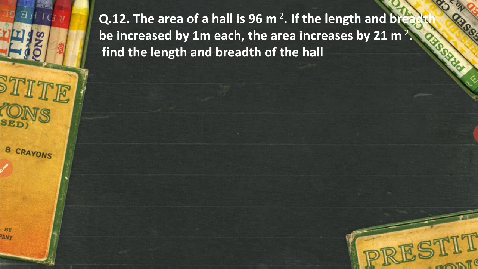The area of a hall is 96 meter square. So I have maybe a party hall which has an area of 96 meter square. The length and breadth are increased by 1 meter each. So if I increase the length and breadth of that hall by 1 meter, then the area increases by 21 meter square. Now find the length and breadth of the hall.